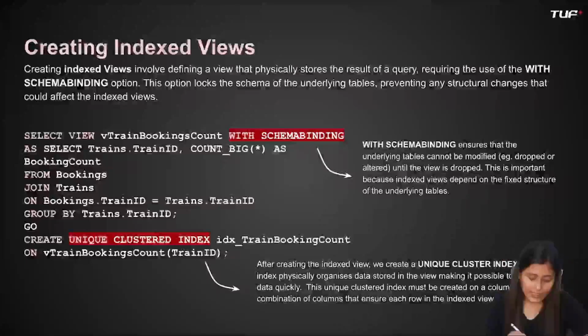Now we are selecting the train ID and count of bookings as a column from the bookings table, joining trains on booking ID on the condition that their train ID should be the same, and then we are grouping by train ID.